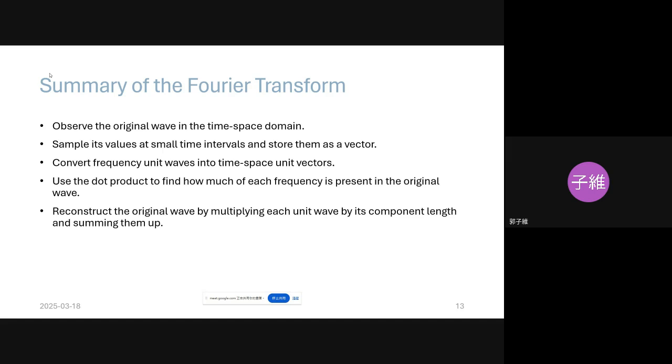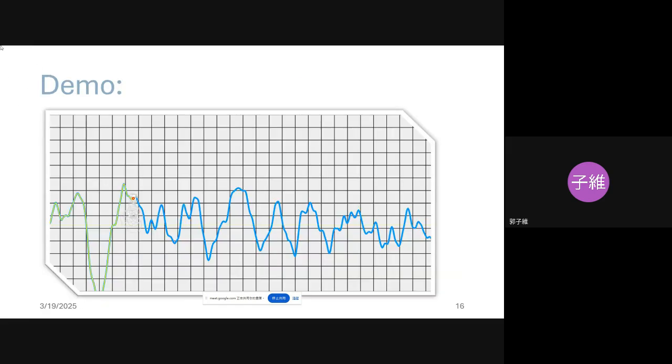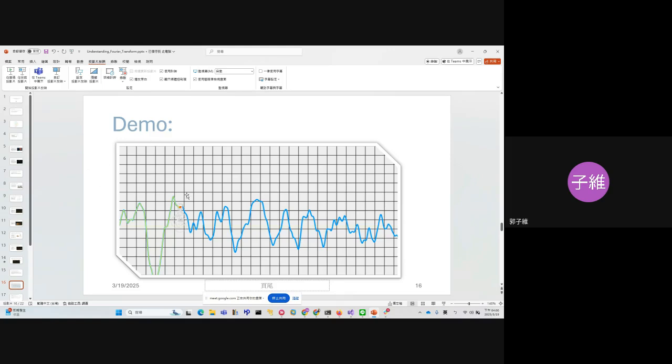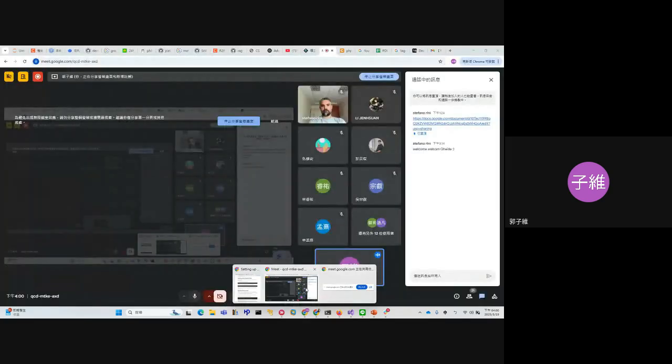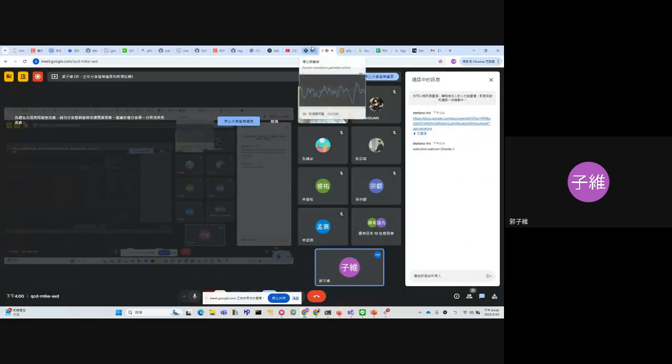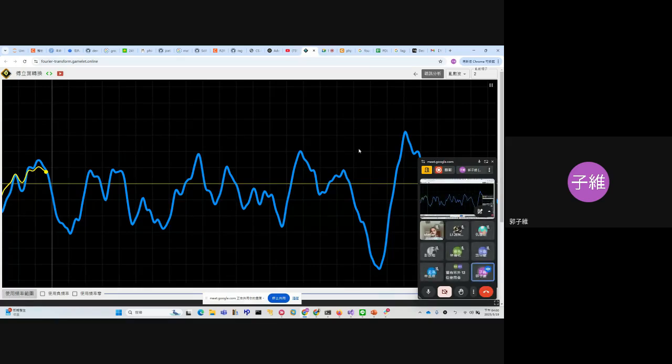Then we use the dot product to find out how much each frequency is affecting the original wave. And we can reconstruct the original wave by multiplying each unit by its respective component length and summing them up. Now, here is a demo by this website. Here is the original waveform.